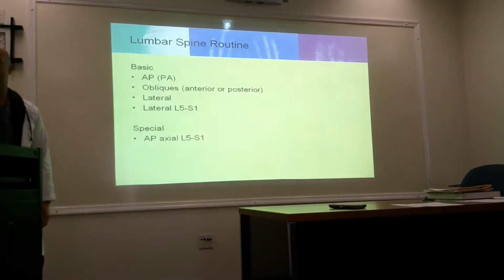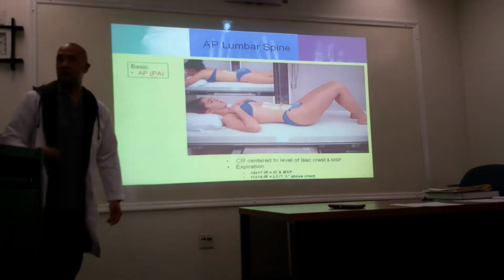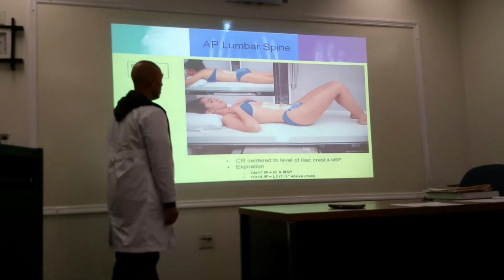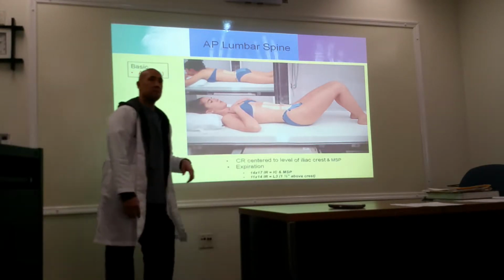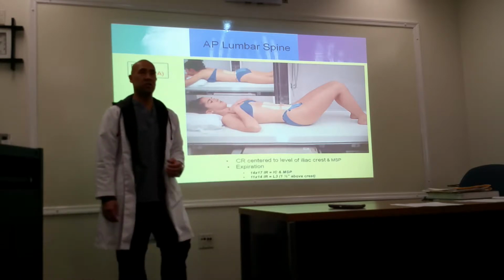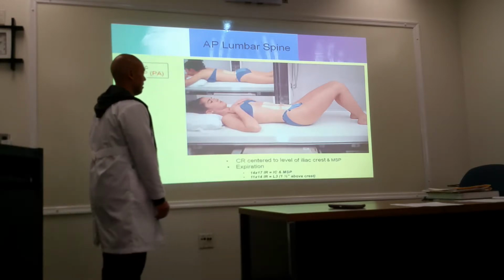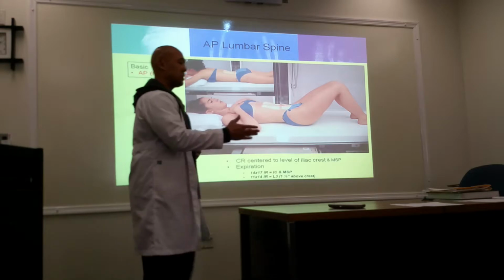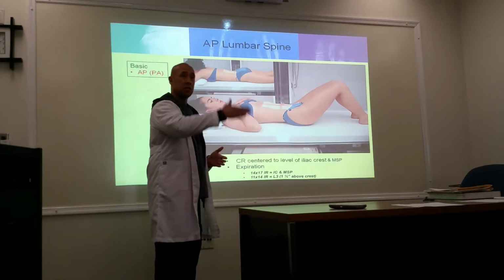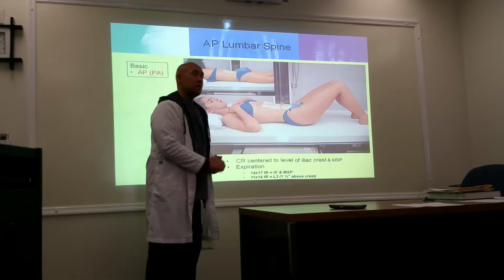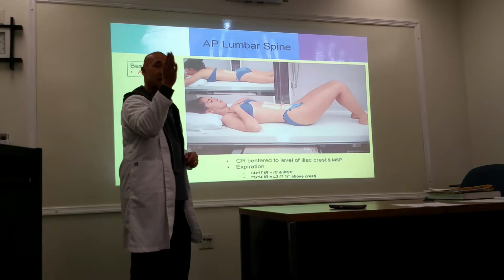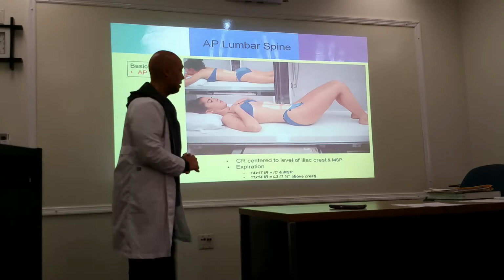All right, so let's do the basic views. AP lumbar spine. Again, we can do it PA, but for convenience and practicality, we do it in an AP projection. Legs bent. Get your patient on the table lined up with the length of the table, not lying crooked, but straight up and down. Before you take a shot, go to the foot and head end to make sure they're properly aligned.